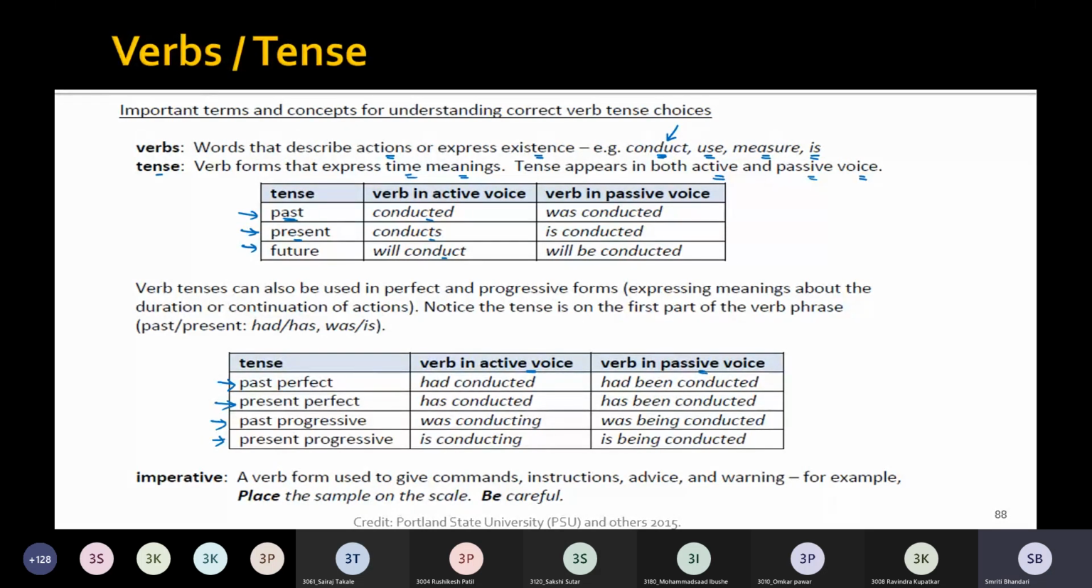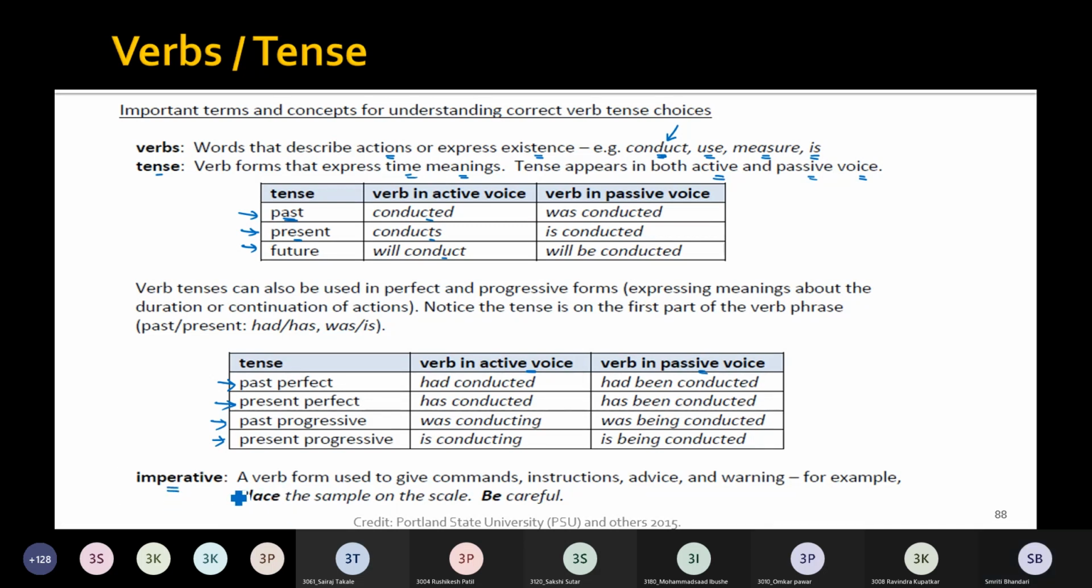Okay, so this is the way how we should form the sentences using different tense, using different voice. So appropriately we should make use of the tense and the voice depending upon what is the section that we are writing and what kind of document that we are generating.